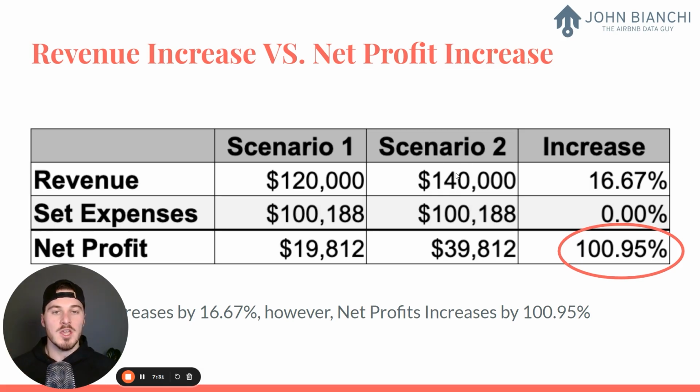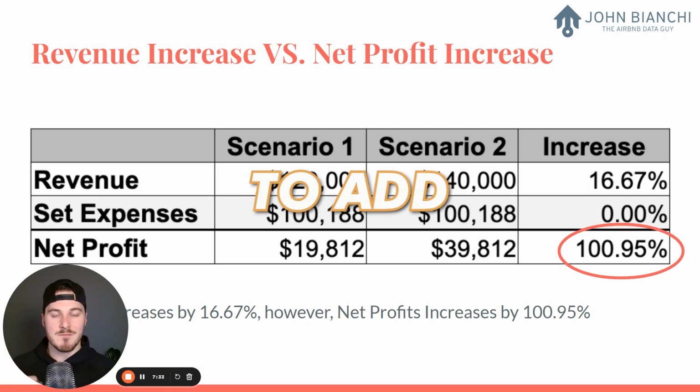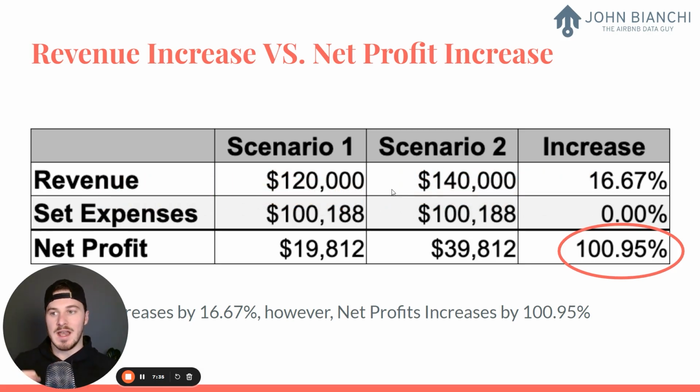Scenario two, you figured out a way to add more value to your property, and you added either more amenities or better photos, or were able to attract people at a higher nightly rate. That's the whole trick. You got to get people to pay a little bit more to want to stay at your place. And if you can do that, your set expenses should not change, right? Nothing should change with that, because all you've done is just make your place more valuable by increasing the nightly rate. And when you do that, your profit nearly doubles. So you go from $20,000 to $40,000 in profit.